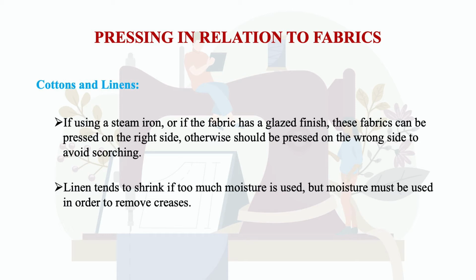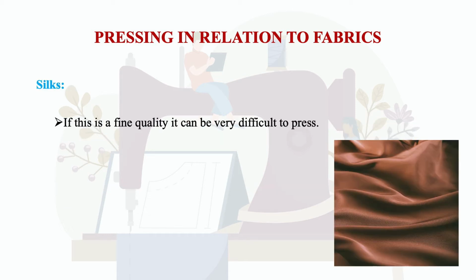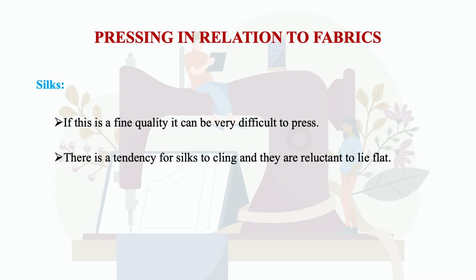Then we have silk. How do we do the pressing for silk? It is a fine quality fabric and can be very difficult to press, because it is very delicate. If we use a little more than the temperature required, it can get damaged. So it is very difficult to press. There is a tendency for silk to cling, and it is reluctant to lie flat.